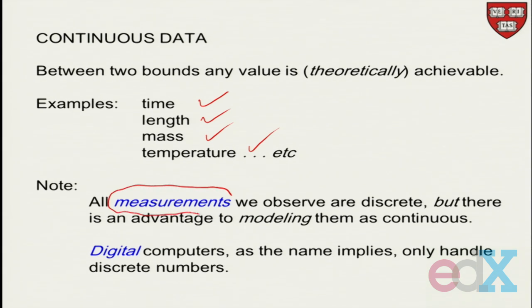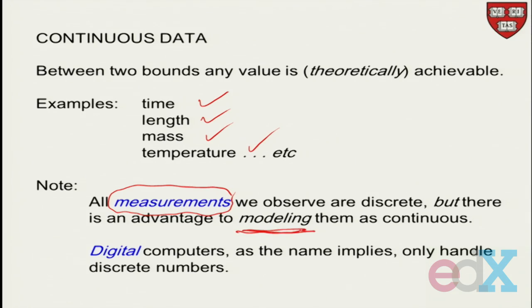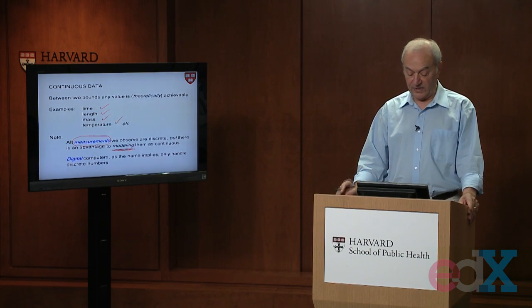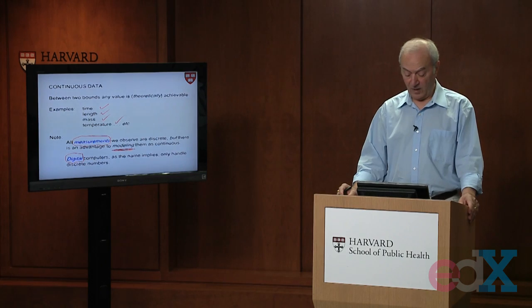Now, we can get philosophical here and argue that all measurements, and that's what we're really interested in, is what can we measure, and all measurements are really discrete. But there's an advantage to modeling them as continuous. And especially if we're going to use digital computers, which we do and will, etc. Digital computers, as the name implies, only handle discrete numbers. They don't handle continuous numbers, although they are modeled as continuous numbers. But really, there's only a finite number of numbers in a computer, and there's the largest number. We can talk about the largest number, we can talk about the smallest number, etc.